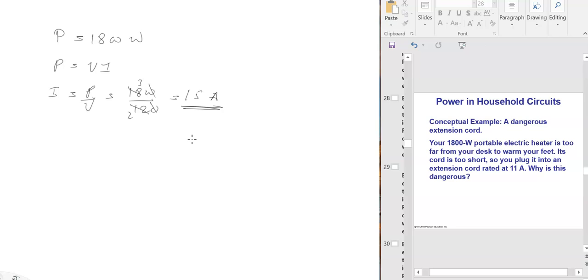Circuit breakers, electric fuses and all that should be monitored and replaced when necessary with proper replacements. And yep, that's kind of the summary of this chapter.